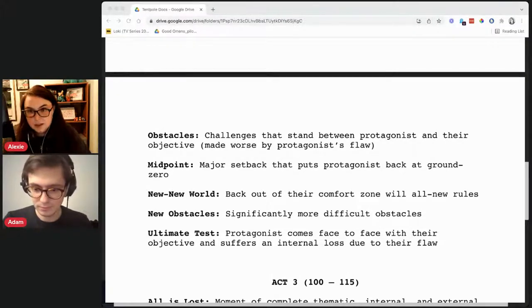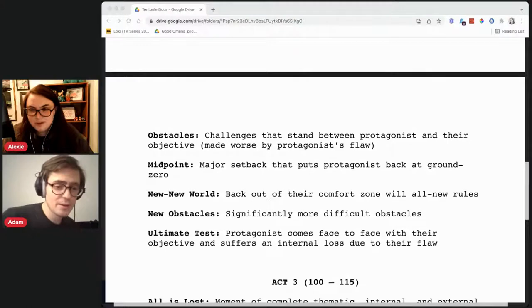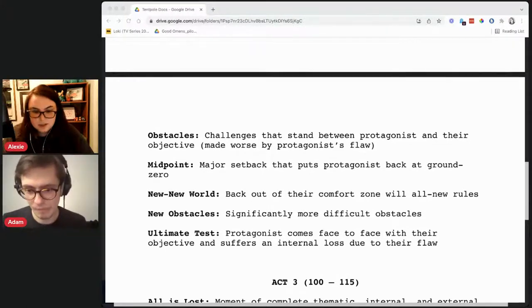But in general, the midpoint does not change what the actual objective is. You don't want to do a bait and switch. It should be essentially the same thing, but maybe more nuanced, or a slight shift. Like she was going to find the dad alive, now she's going to find him dead. It's not a different objective. Does that make sense? Makes total sense. One of John's big things is to keep your objective consistent throughout the entirety of Act Two, even if the stakes and circumstances around it change.